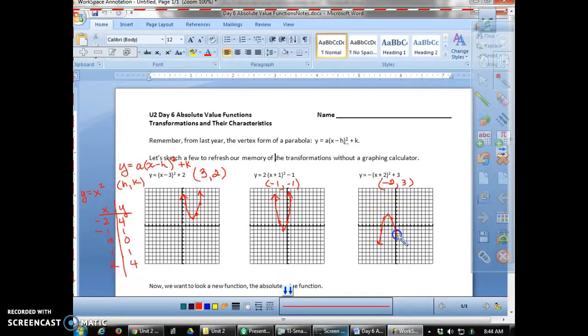Without doing any data tables, this is what you're going to have to do this unit, okay? So I can tell a lot of y'all have never done that. I can tell. That's fine. We'll work on it. Now, let's look at the absolute value function.